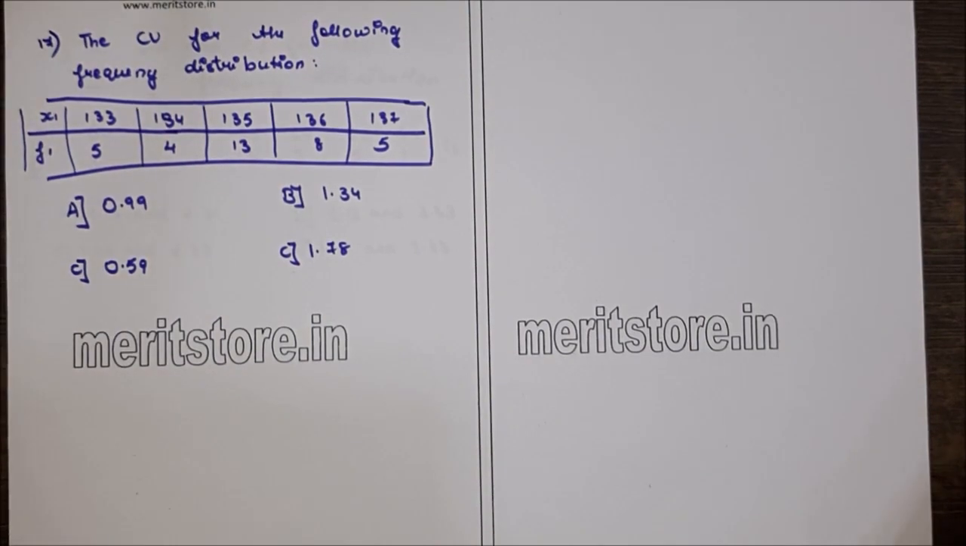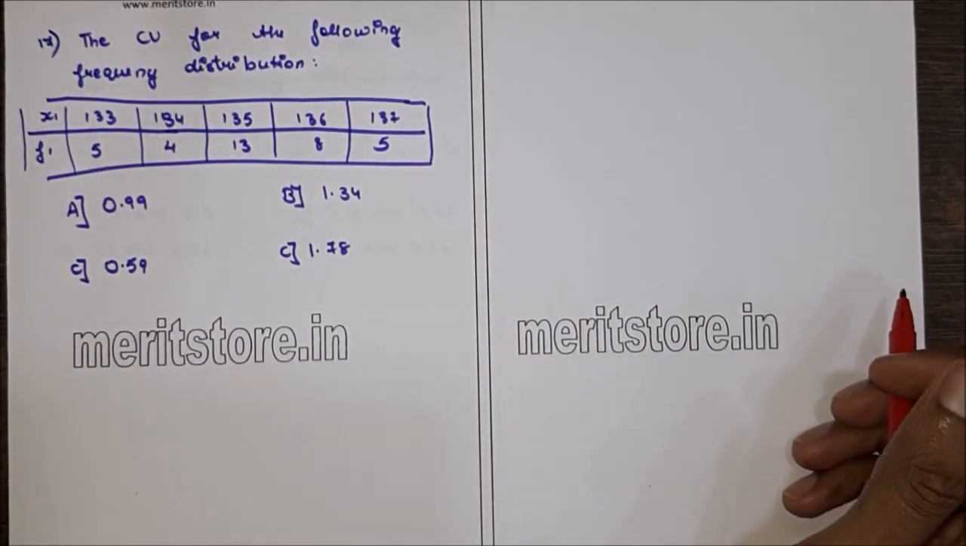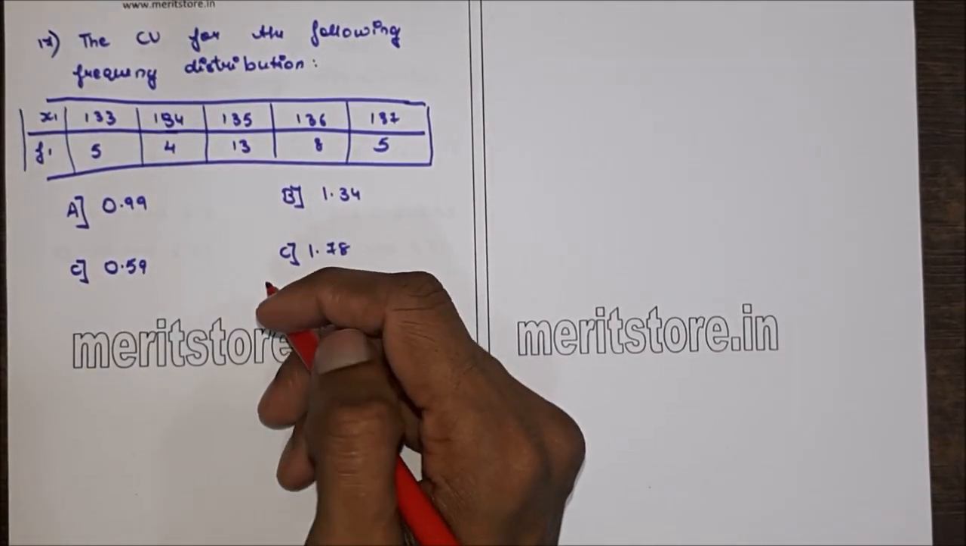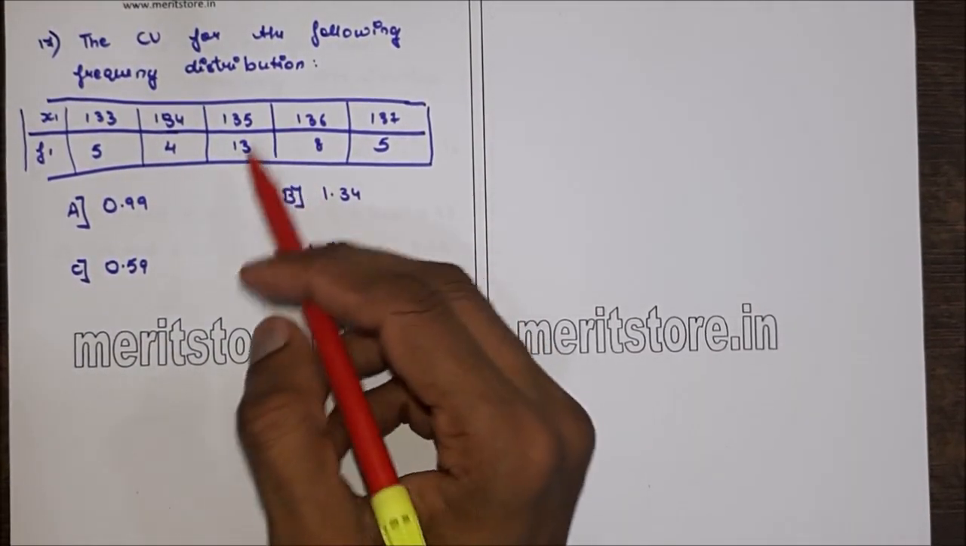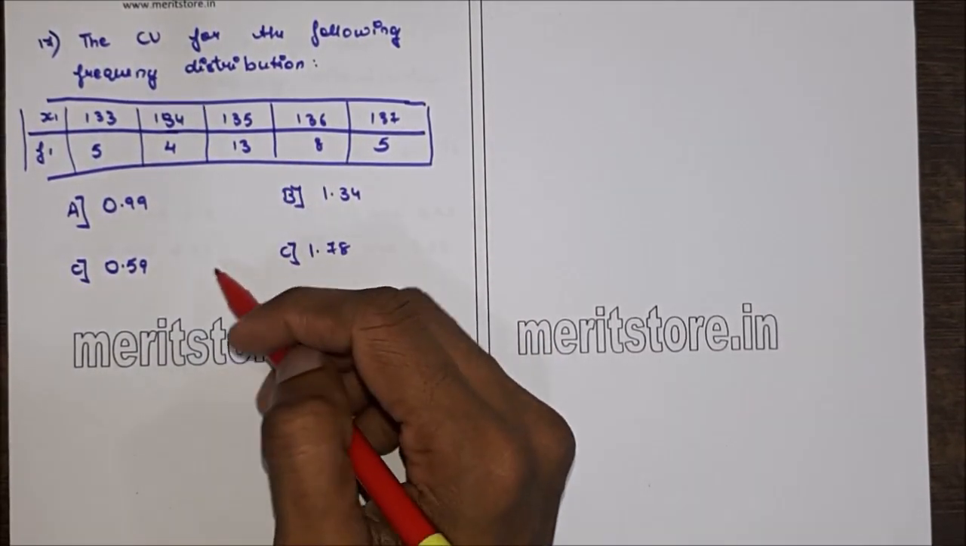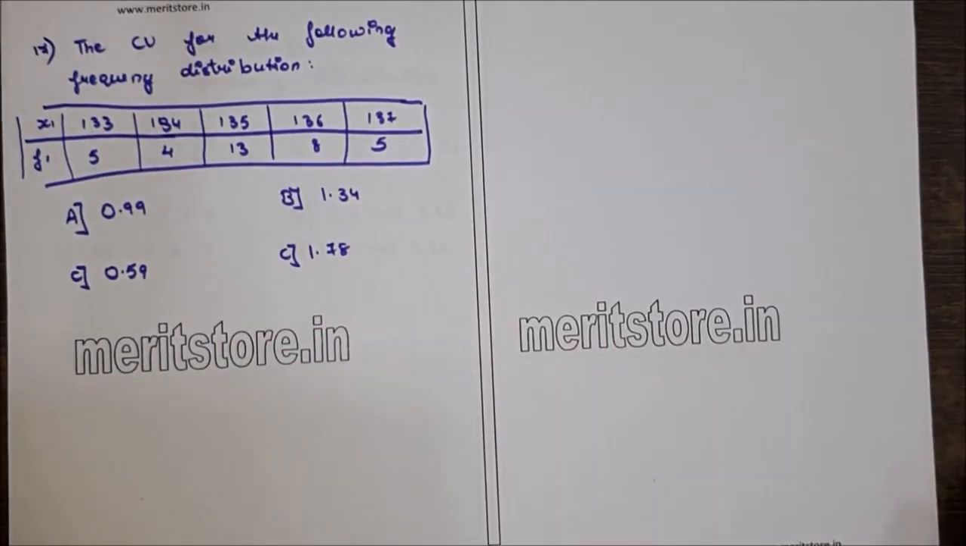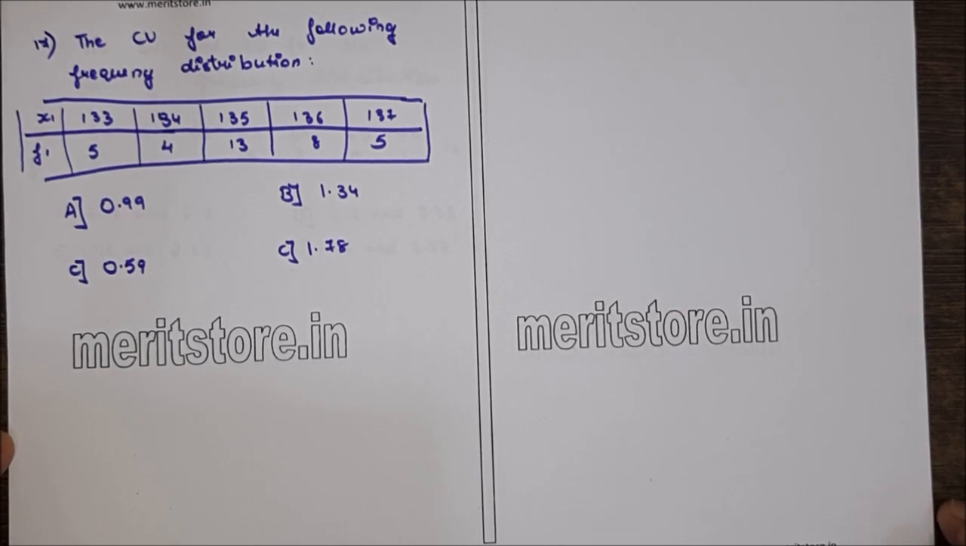Question 17. The coefficient of variation for the following frequency distribution is given in the table. We have 4 options: A 0.99, B 1.34, C 0.59 and D 1.78.